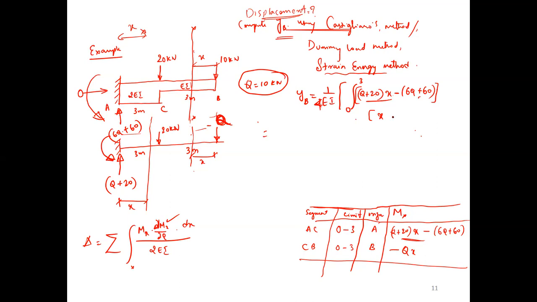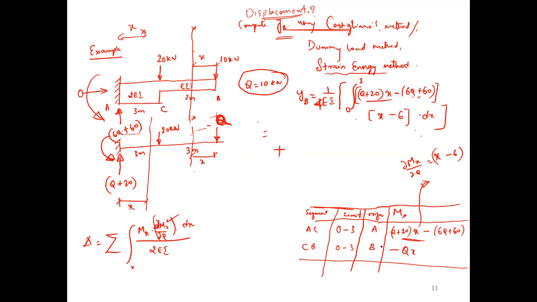Q is 1, minus here 60 is 0. What is the 6Q derivative? Only 6. So dou Mx by dou Q gives you x here, 6Q minus 6. That is the value I have substituted in place of dou Mx by dou Q. Any doubts? Into dx. So this is for one term.